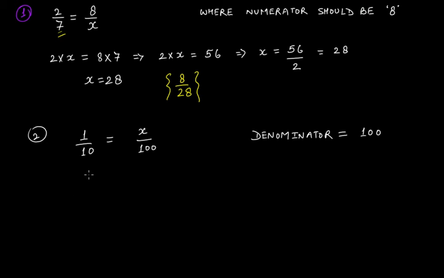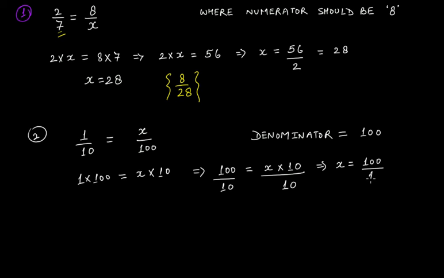Now if this is equal, what you will do? You will just find the cross product in order to find the value of x. So the numerator 1 multiplied by this denominator 100 will be equal to numerator x multiplied by this denominator 10, right? So this will be 1 times 100 is 100, equal to x multiplied by 10. If I divide this side and this side by 10, you will get 10 by 10, which is 1. So x will be equal to 100 by 10. And if you solve this, you will get x is 10.